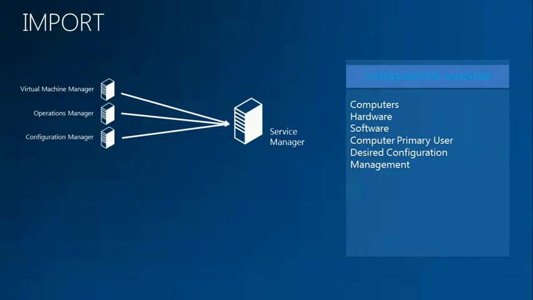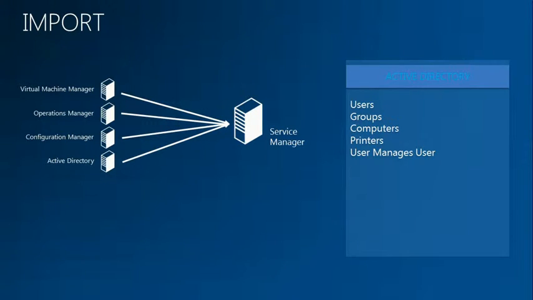We also have a connector to Configuration Manager. The Config Manager connector brings in computers, the hardware on those computers, the software on those computers, and we also bring in a special relationship which is the computer primary user. So this is something the Configuration Manager detects based upon the login history to a particular computer, and then we relate who the primary user of a computer is in the Service Manager CMDB. The Active Directory connector brings in users, computers, printers, and groups.